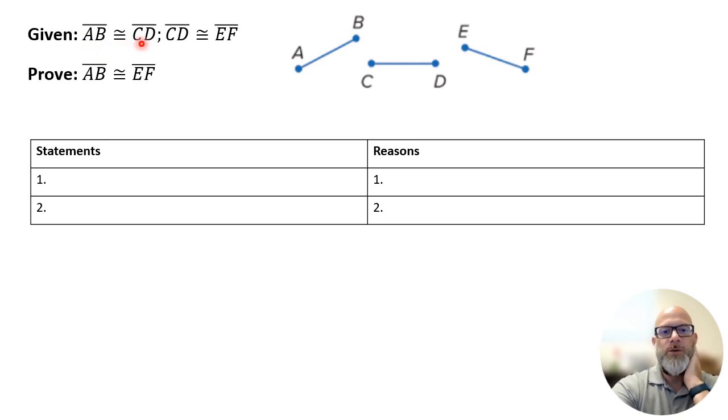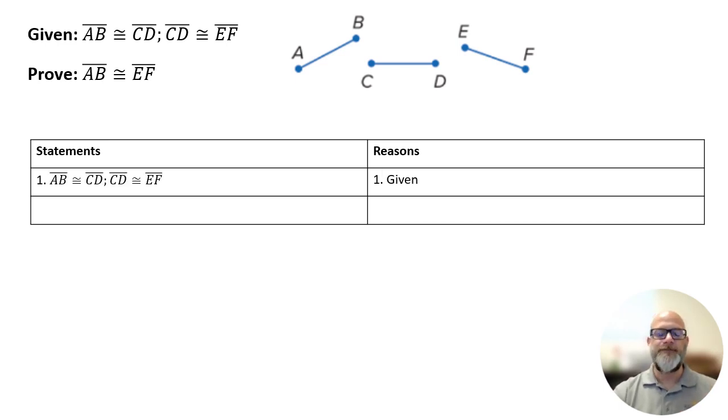All right, how about this one? Given AB is congruent to CD, and CD is congruent to EF, prove that AB is congruent to EF. That seems right to you, right? This is congruent to that, this is congruent to that, and this must be congruent to that. Seems pretty clear. And that's why it's so short. It's a two-line proof here.